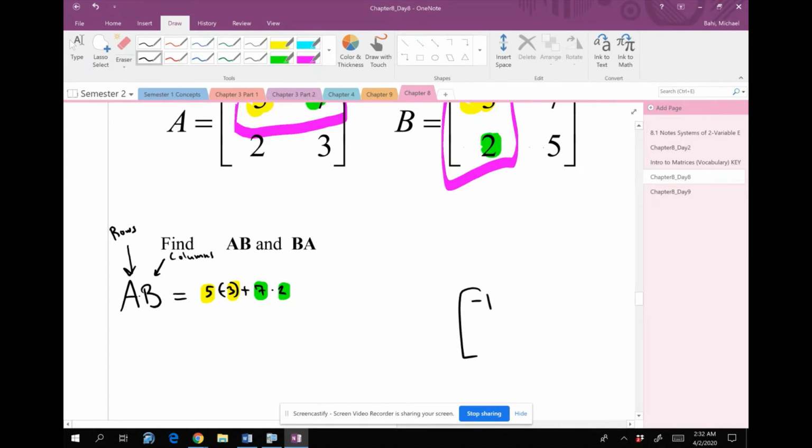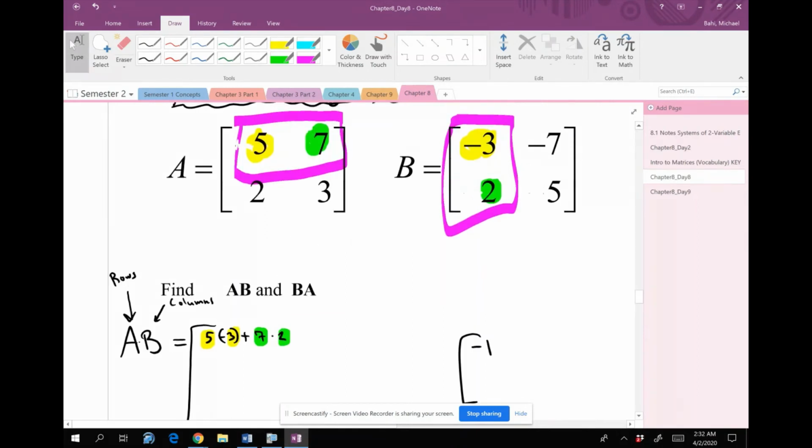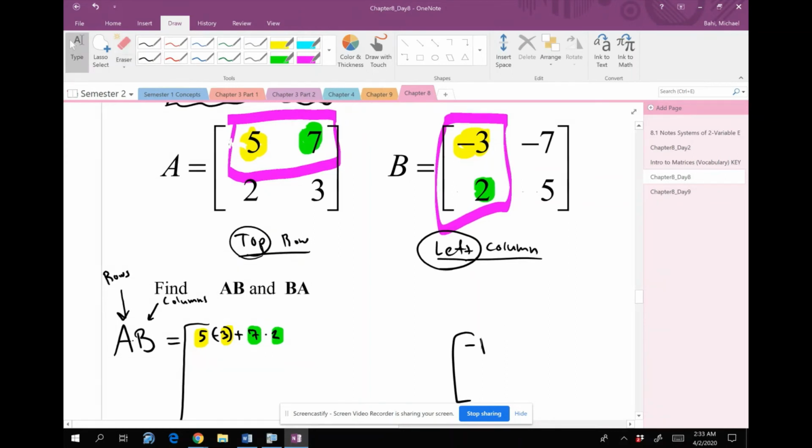Now, everything we just did gives you one number. That's the top left number of your matrix. So one way to look at it is we took the top row of matrix A and multiplied it by the left column of matrix B. The answer will give you the top left number of your new matrix. So you can do it that way too. We're done with the top left number.